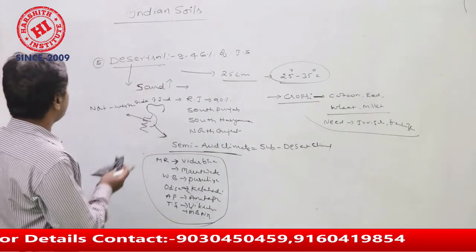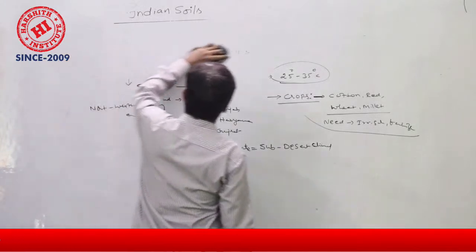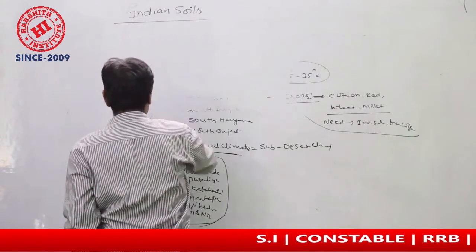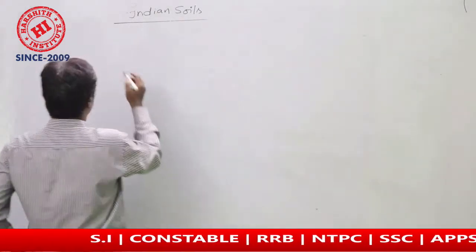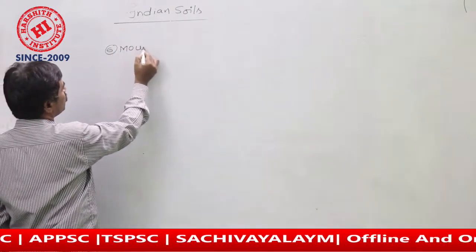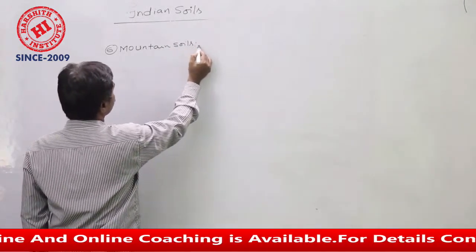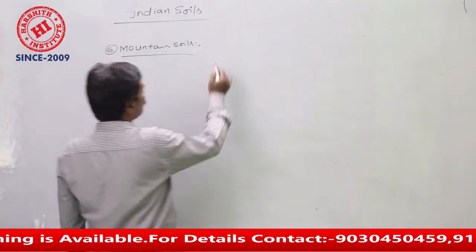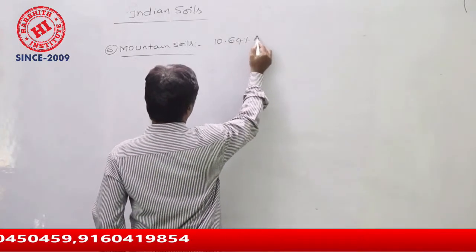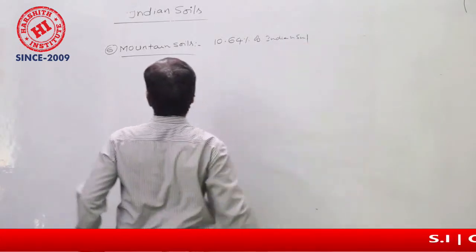Next, after the desert soil, mountain soils. After deserts there are mountain soils also, right. The sixth one, mountain soils. This type of soil occupies nearly 10.64% of the total Indian soils, right.